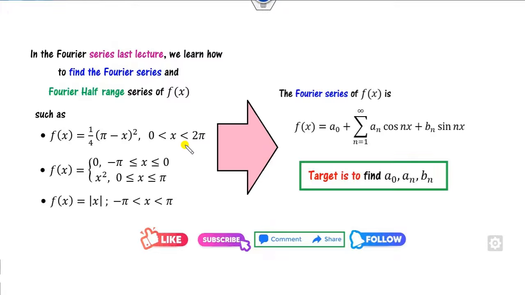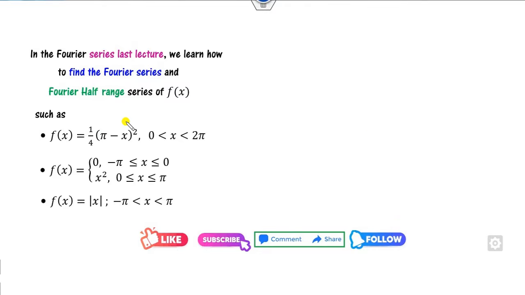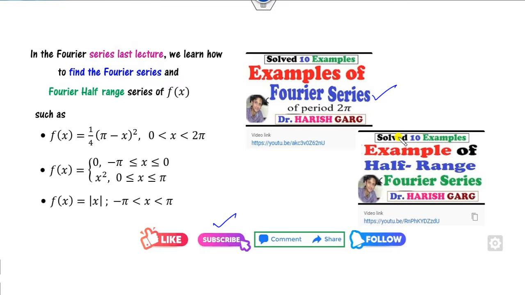How can you find the Fourier or half range series? We will find the Fourier series by using this formula. Here your target is to find the values of a0, an and bn. If you look closely at all the examples which I explained in those 10 plus 10 examples, all the functions f of x are of polynomial nature.